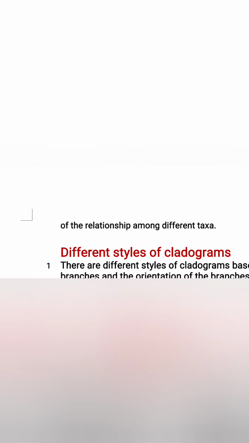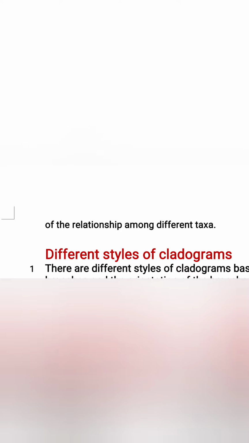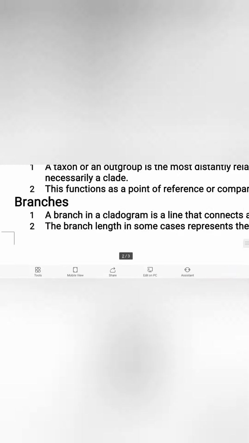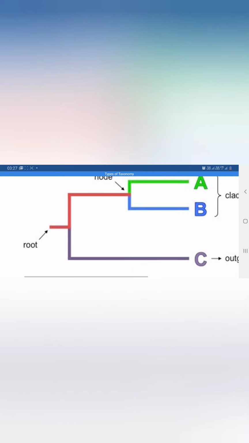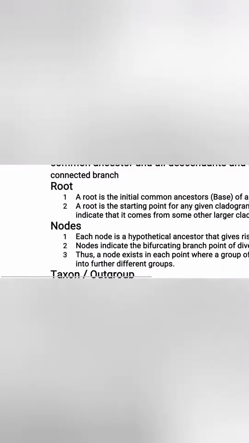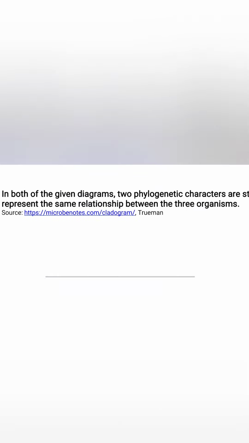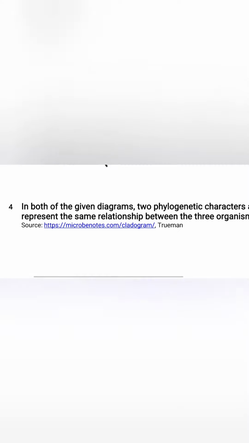If the branch is short or placed close to the others, then it represents similarity of characters. And if the branch is quite far from the other branches, then it shows divergence or the distinct characters of the descendants. So branch length sometimes depicts this, but it's not always so, because it is a presumption on which we are preparing the evolutionary history.